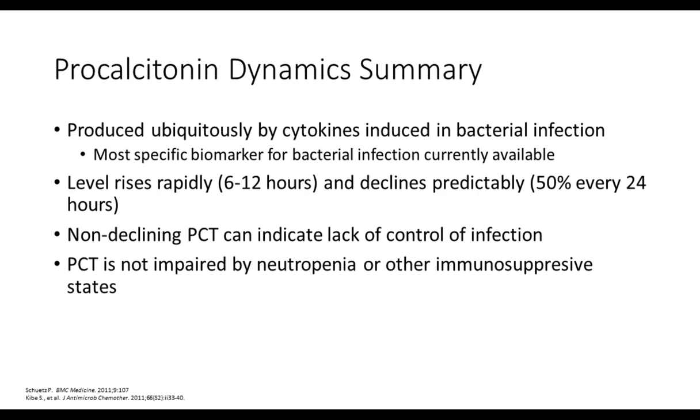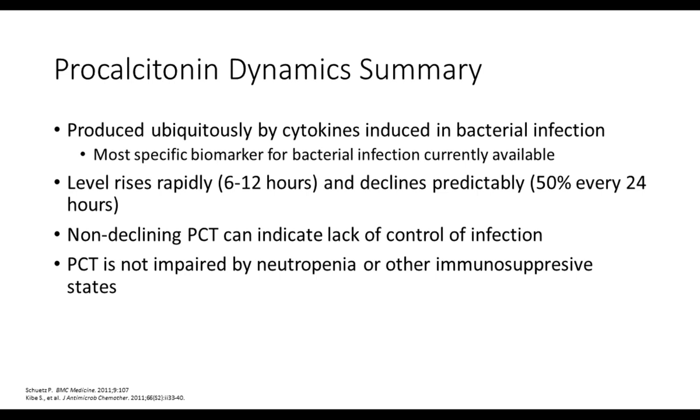I'm treating an infection, the procalcitonin is not going down. It makes me reevaluate things. Do I need to switch therapy? Am I missing something? If the patient's getting better, I generally just kind of sit tight and monitor. But if the patient's not getting better and the biomarker's not getting better, I start to get kind of nervous. I'm missing something. And it's not impaired by neutropenia or other immunosuppressive states generally.